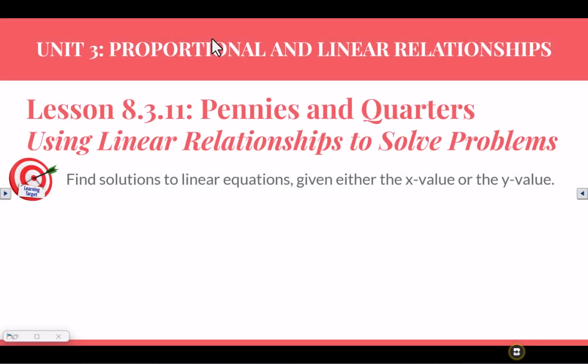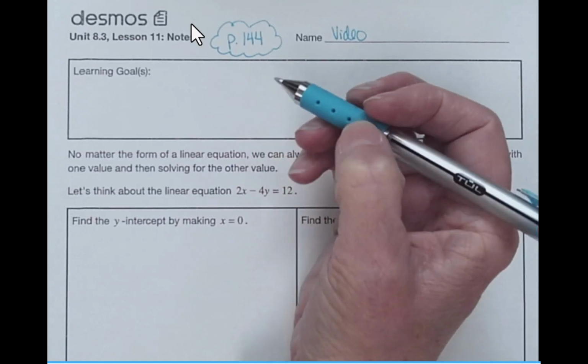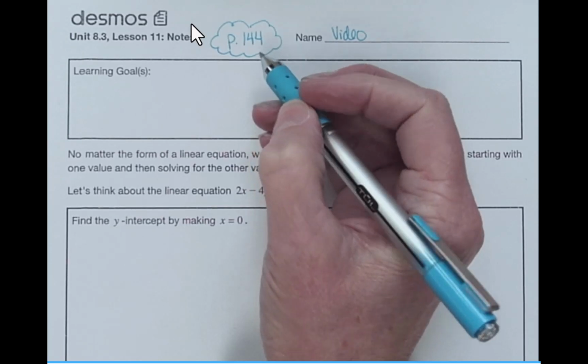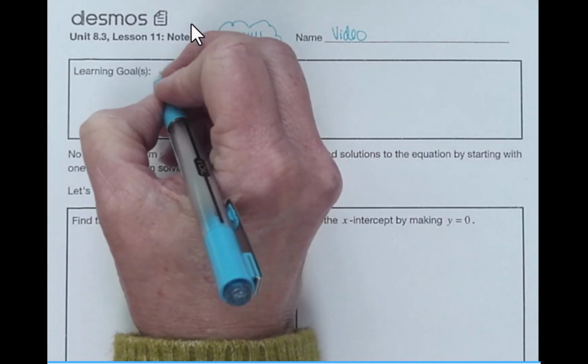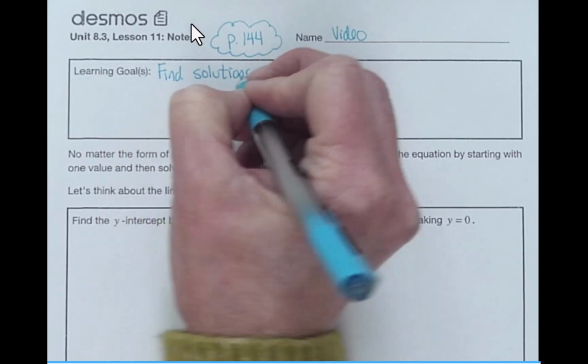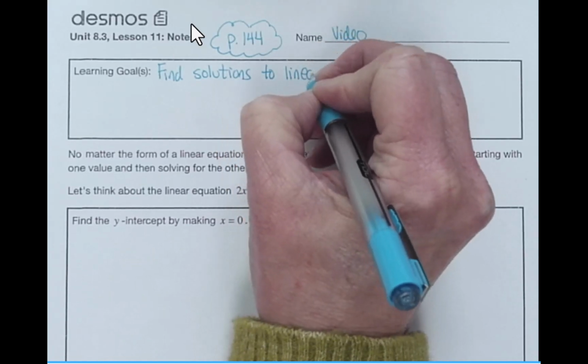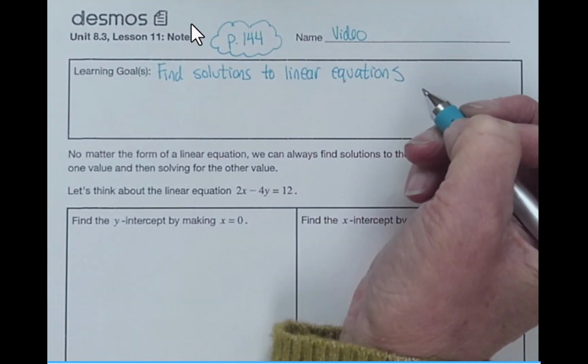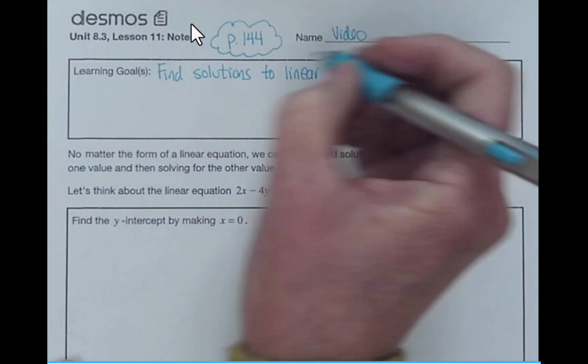Lesson 8.3.11, Pennies and Quarters, using linear relationships to solve problems. In this lesson, you'll find solutions to linear equations given either the x value or the y value. This is our last lesson in this unit on linear relationships. We're on page 144 to finish up. So here we're going to find solutions to linear equations given either the x value or the y value.